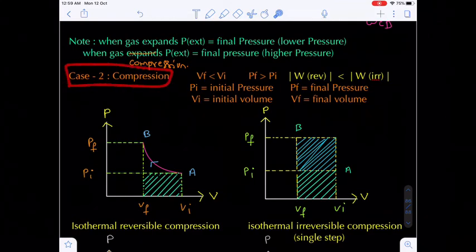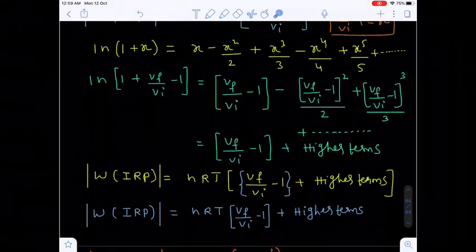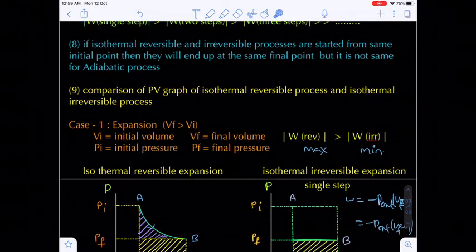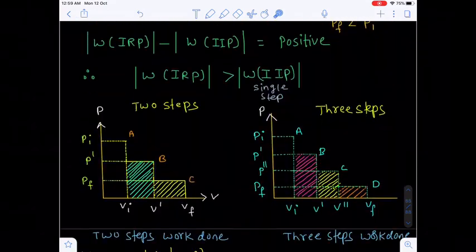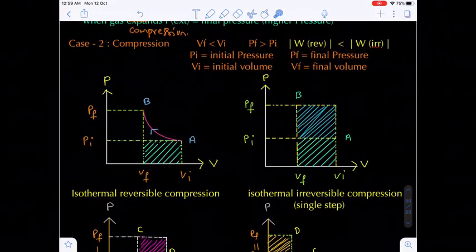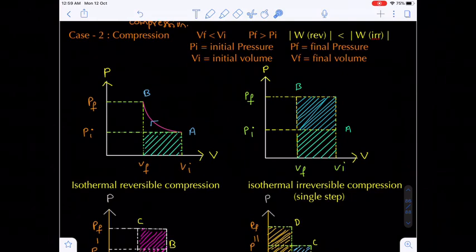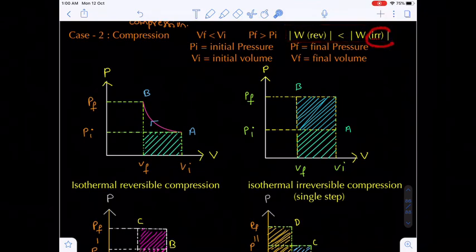Now after case 1, we are dealing with case 2, that is the compression. What is case 1 here? Expansion. This is the first case, the expansion case. Now the second case is the compression case. In the compression case, if you see, the work done in the isothermal reversible process will be less than the work done in the isothermal irreversible process. This is reverse. This is regarding compression.